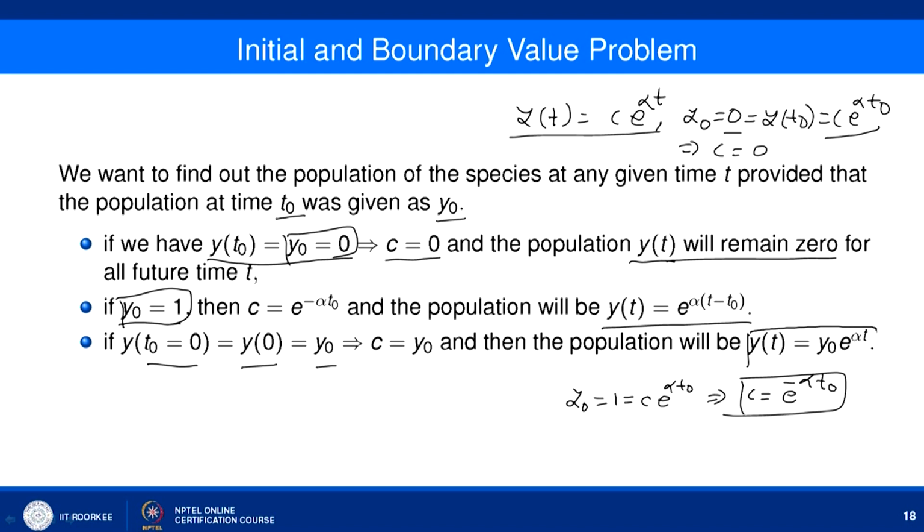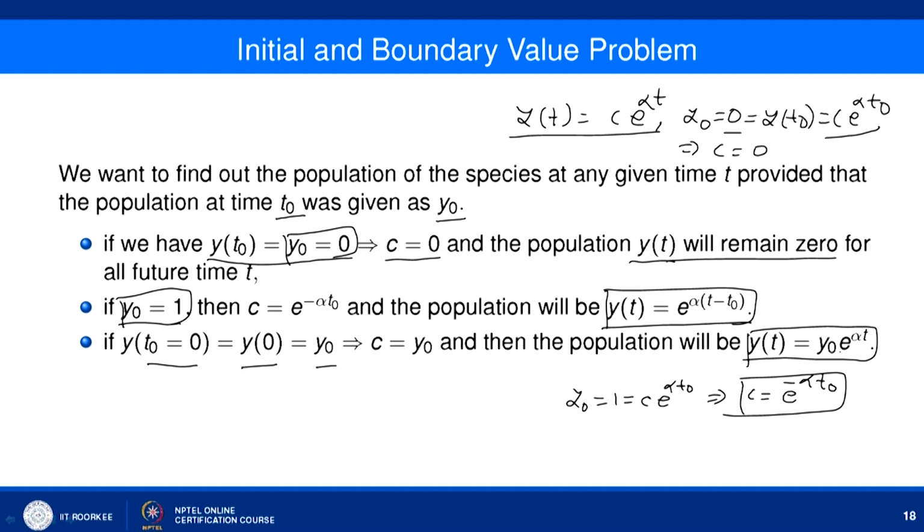So here, the solution is every time depending on the initial condition. If the condition given at the initial point t naught is 0, then we have the zero solution. If it is some non-zero quantity, that is 1, then we have a solution like this, and if the initial point is 0, then the solution is coming out to be this.